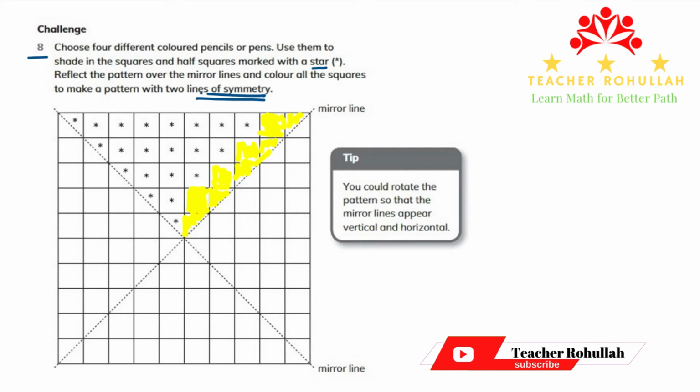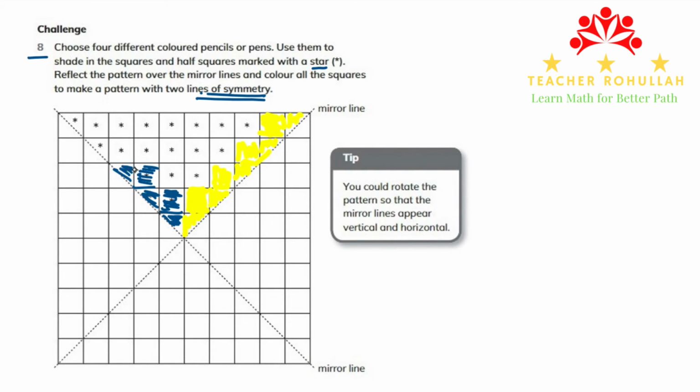Now I use the dark blue and shade this part. So here, and the one here, over here also. I will shade all the half squares and the squares which are starred. Okay, we are done shading this part also. Now I will use the red color and shade the centers here, here, this one also. Okay, we are done coloring the red one also.